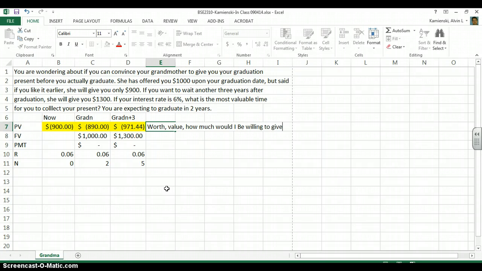So what this shows us is, would you give $900 today to get $900 today? Sure, doesn't hurt you at all. You would be willing to give $890 today for the right to get $1,000 in 2 years if the interest rate was 6%. And you'd be willing to give $971 today for the right to get $1,300 in 5 years at a rate of 6%. So in this case, actually your best option is to wait till beyond graduation.